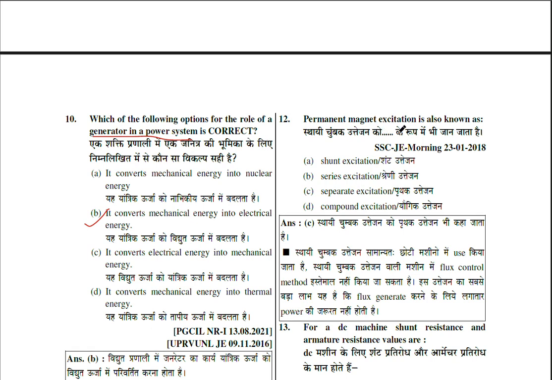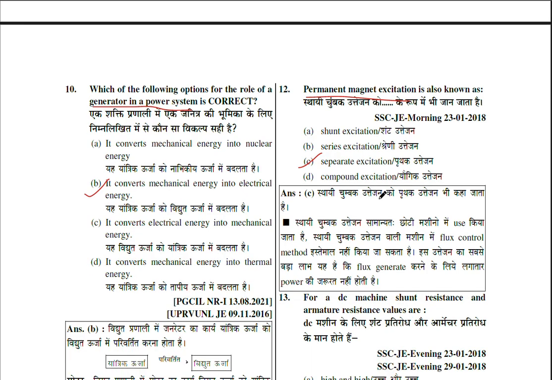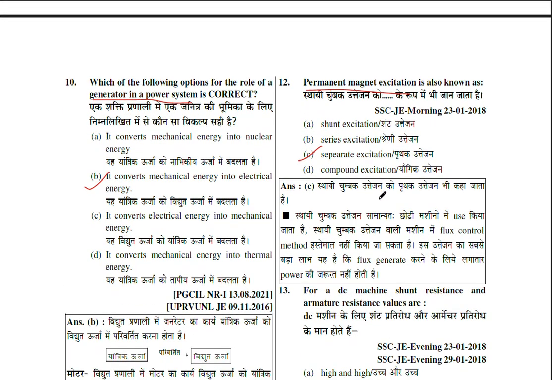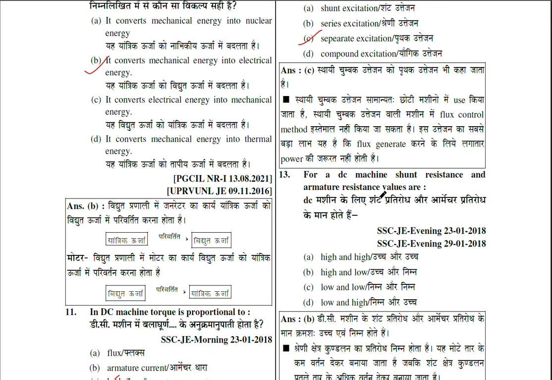Coming to question 12: permanent magnet excitation is also known as separate excitation. So separate excitation is our answer. The explanation is the same as for question number 2.